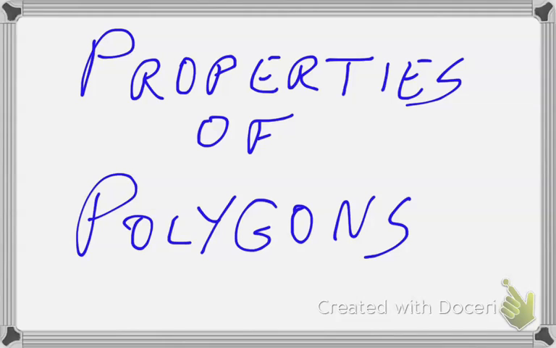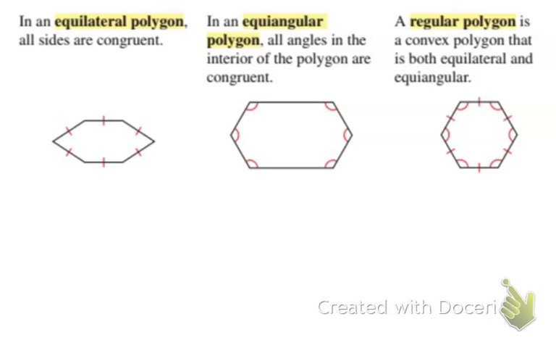Hello class, today we are going to look at properties of polygons. Alright, so let's take a look. First off, we want to know what is a polygon, right? Well, hopefully you remember a polygon is a shape that is made up of straight sides. That's it, polygon. No curves, straight sides. And it is a polygon. It's two-dimensional, not three-dimensional. Okay, so let's take a look here, a couple definitions.